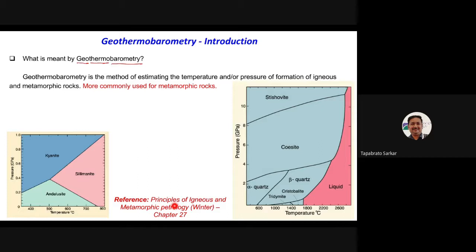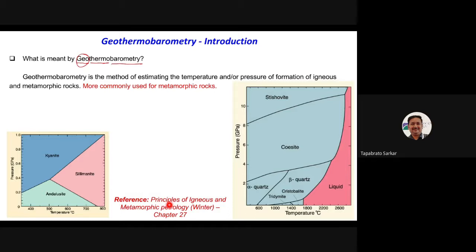So what do we mean by thermometry, or barometry? Do you have an idea? Thermometer means temperature and barometer is the pressure. So thermometry is estimating temperatures, and barometry is estimating pressures. Then there is the word geo, which refers to geological conditions. All clubbed together, it is geothermobarometry: estimating temperatures and pressures of geological situations or conditions.